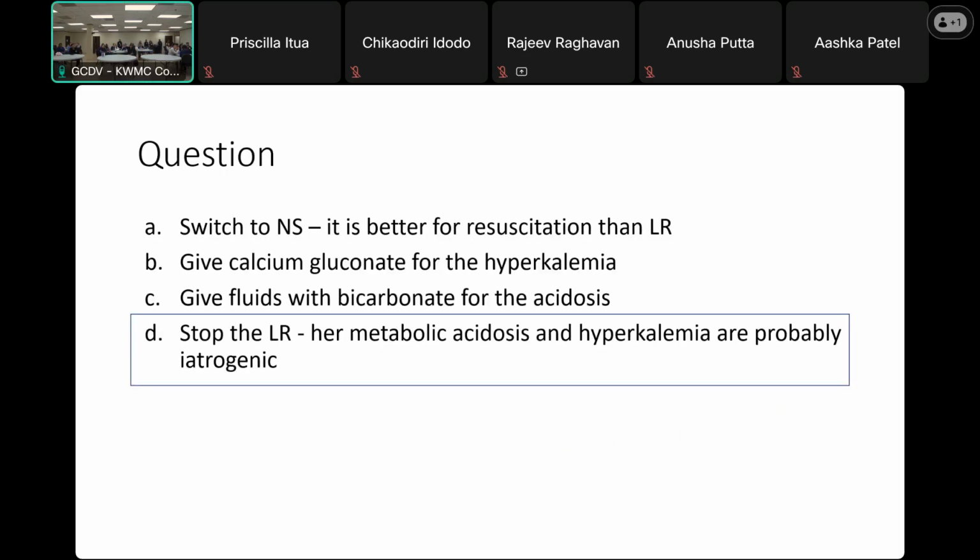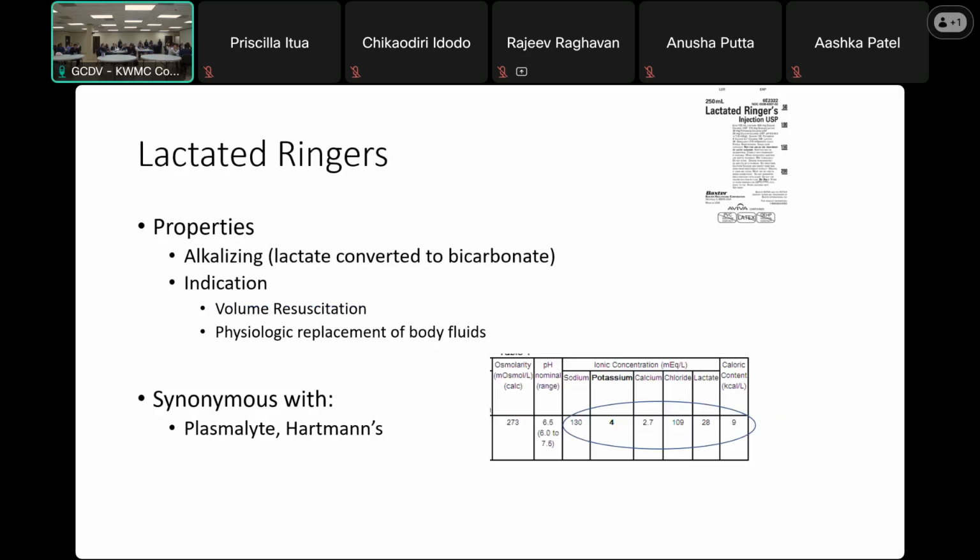So just thinking about all that in the back of your mind. So lactated ringers, again, what's the indication for it? So we talked about D5 water is only for hypernatremia. Now we're moving into volume resuscitation. So lactated ringers, like isotonic saline, is mainly for resuscitation.